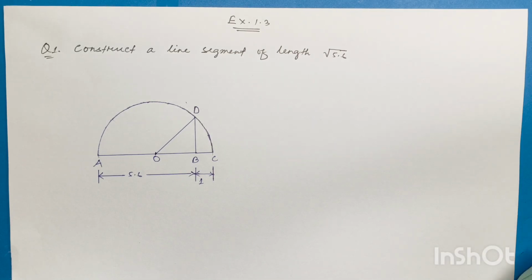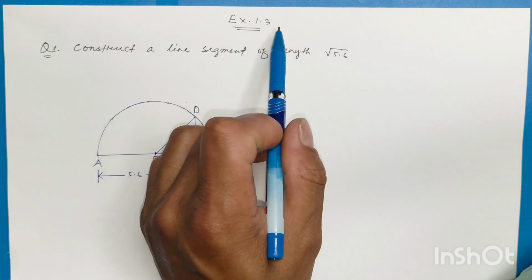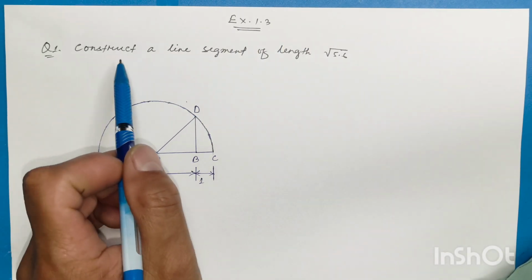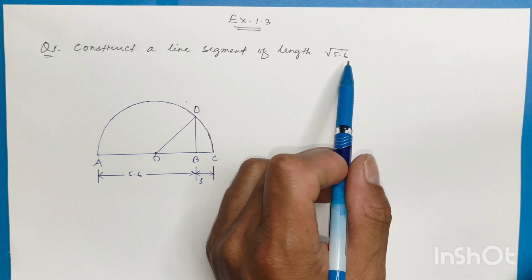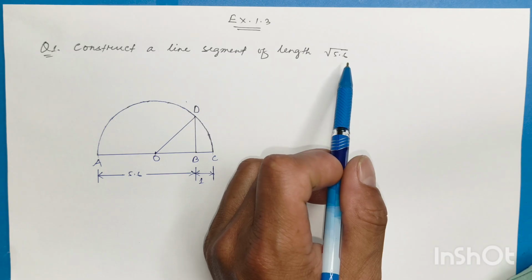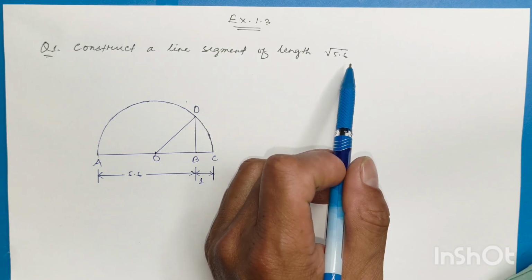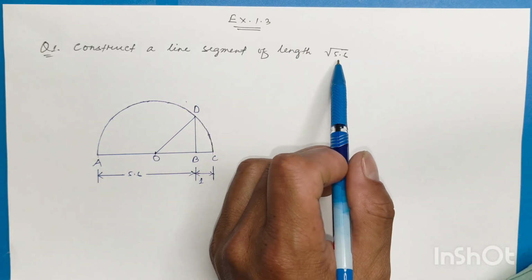Hello students, let us see today class 9 Manipur board exercise 1.3 question number 1. Construct a line segment of length root over 5.6. In the previous exercise, we have learned how to represent irrational and real numbers on a number line. So today also let us learn how to construct a line segment of given length root over 5.6.